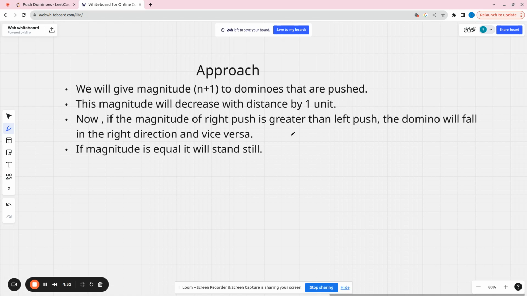Now for every domino that is standing still, we'll calculate the right push, in which we'll consider the push from 0 to the ith domino. And then we'll calculate the left push. In this we'll calculate the left push from i to the n minus 1th domino, and whichever push is greater, the domino will fall in that direction. If the magnitudes are equal, then it will stand still.